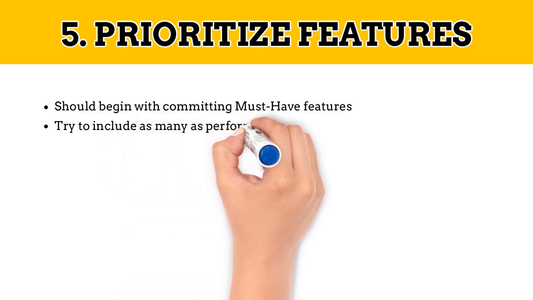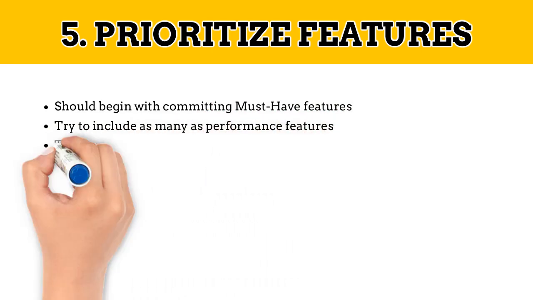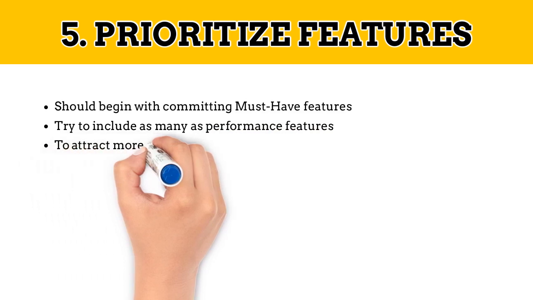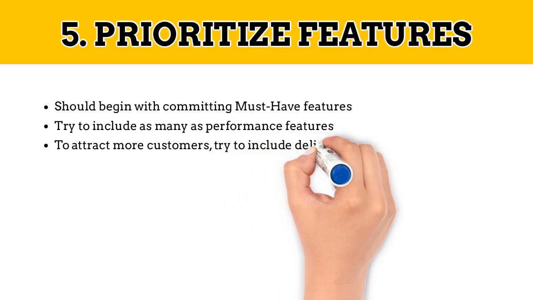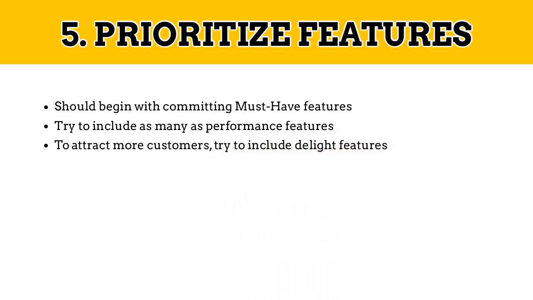Next, have a look at your performance features and try to include as many as you can. After that, try to include delight features. Just have a look at your performance features and delight features and compare them. Try to cut off some performance features and bring delight features in because delighters attract more customers. Remove any reverse features. Finally, if there are any indifferent features, they can be ignored because they deliver no value to your customer.